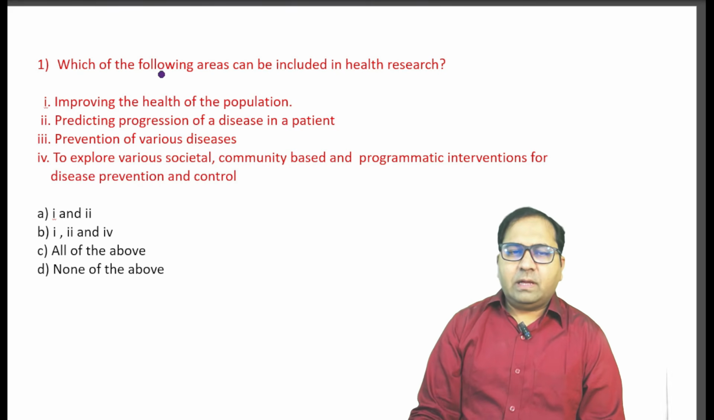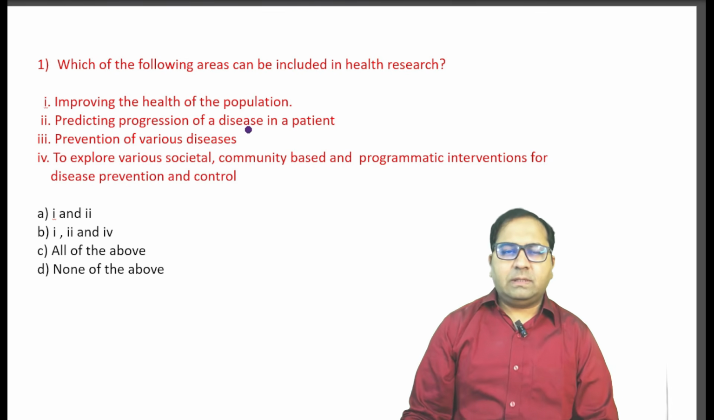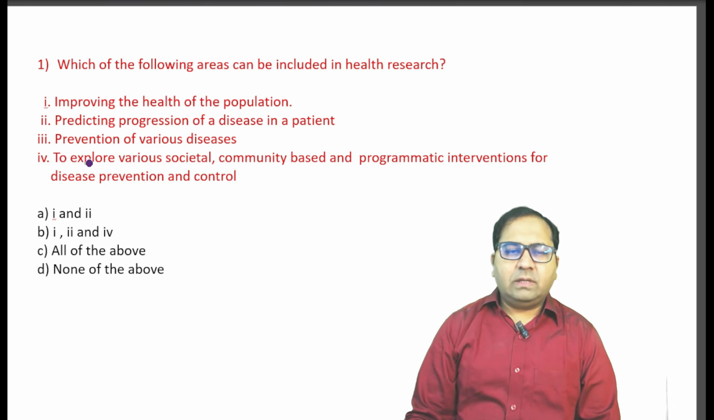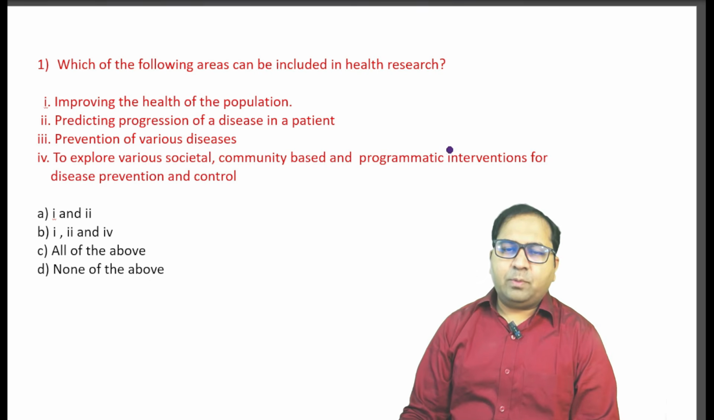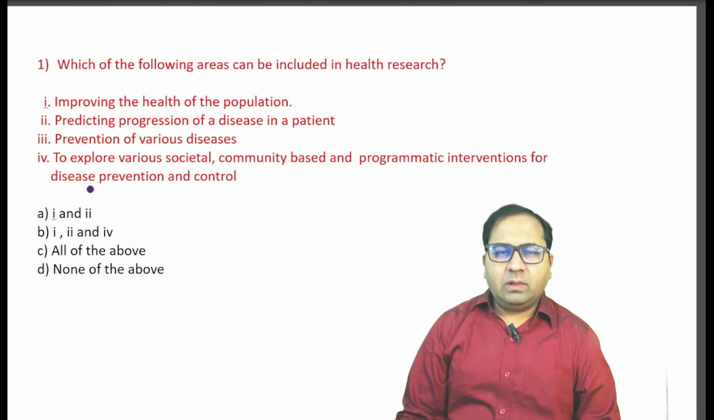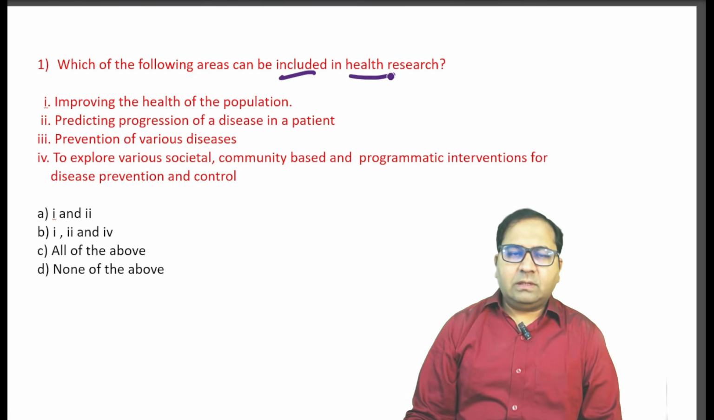Which of the following areas can be included in health research? The statements they gave are: 1. Improving the health of the population. 2. Predicting the progression of a disease in a patient. 3. Prevention of various diseases. And 4. To explore various societal, community-based and programmatic interventions for disease prevention and control. So among the four statements, which can be included in health research?